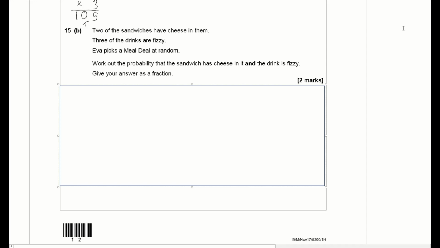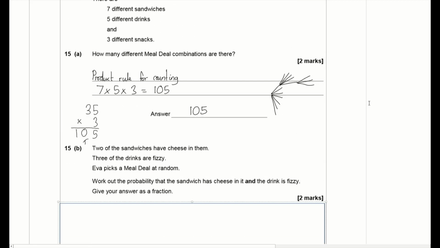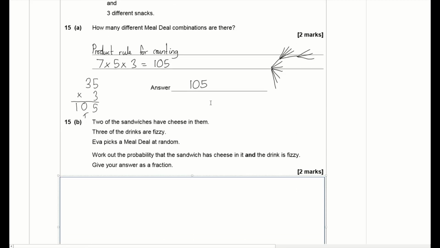Question 15b. 2 of the sandwiches have cheese in them. 3 of the drinks are fizzy. Eva picks a meal deal at random. Work out the probability that the sandwich has cheese in it and the drink is fizzy. Now, it might appear that this is actually the same kind of question as you had before, where you were just multiplying the different options together, but it's not.